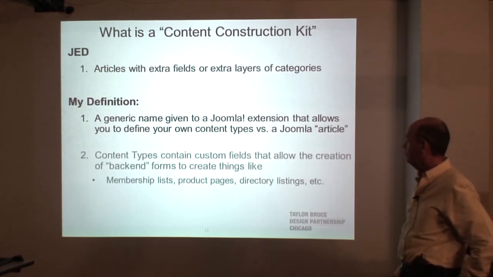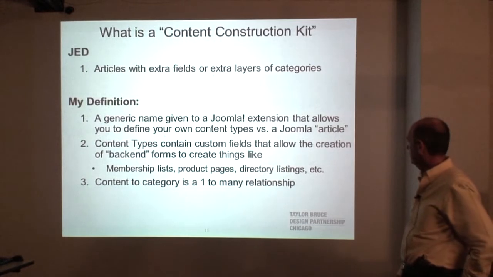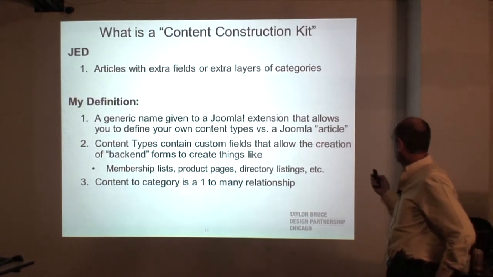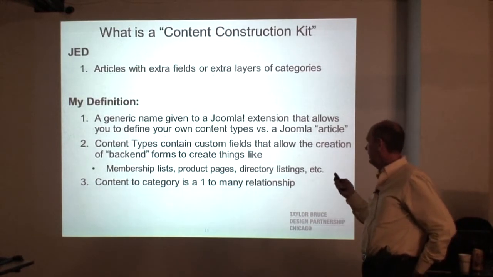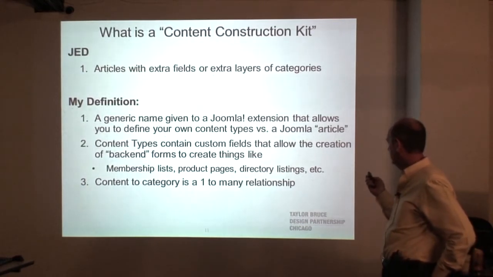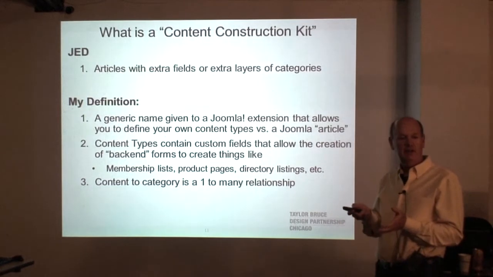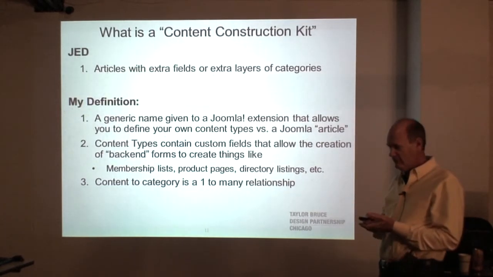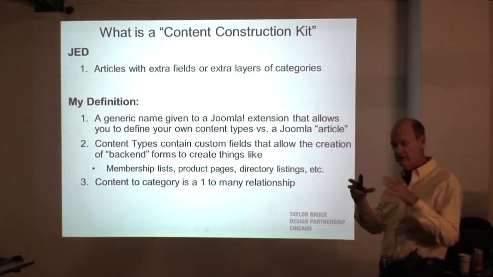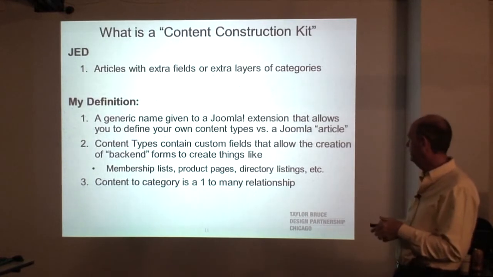So I came up with my own definition. A generic name given to a Joomla extension. Content types contain custom fields that allow the creation of back-end forms to create things like membership lists, product pages, directory listings. So what I'm saying here is that Joomla has one content type. They call it the article. And it has one field, like the WYSIWYG field. You put everything in there. That's its one place. It's the article in one field.